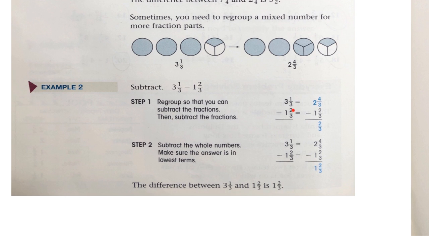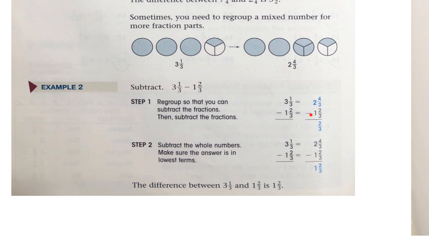The bottom fraction's numerator is 2. We cannot take 2 from the 1, but if we regroup from the whole number 3, then it becomes 2, and we give that whole number we've regrouped to the fraction, and 3 over 3 would represent that fraction. So 1 plus 3 is 4, and the denominator stays the same at 3. Now we can subtract the 2 from 4, and that would give us 2. The denominator 3 stays the same.